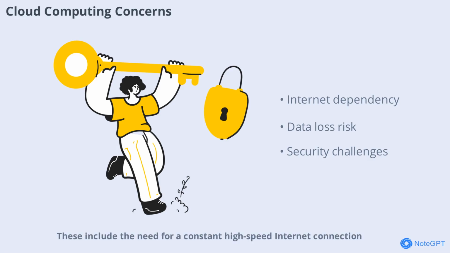These include the need for a constant high-speed internet connection, limitations in available services, potential data loss, non-delivery as per service level agreements (SLAs), differences in APIs and protocols across clouds, security challenges in multi-tenant environments, and loss of user control. Addressing these concerns is essential for building trust and ensuring reliable cloud services.